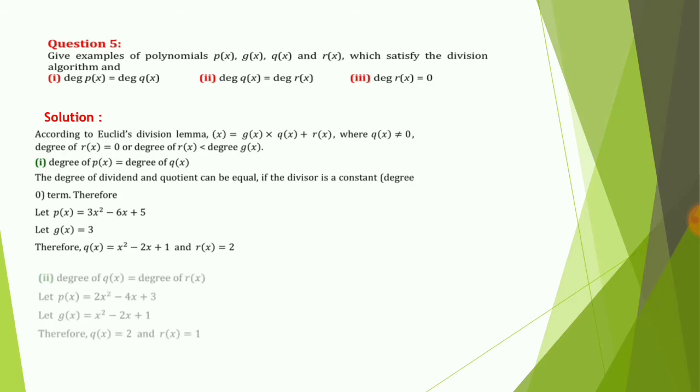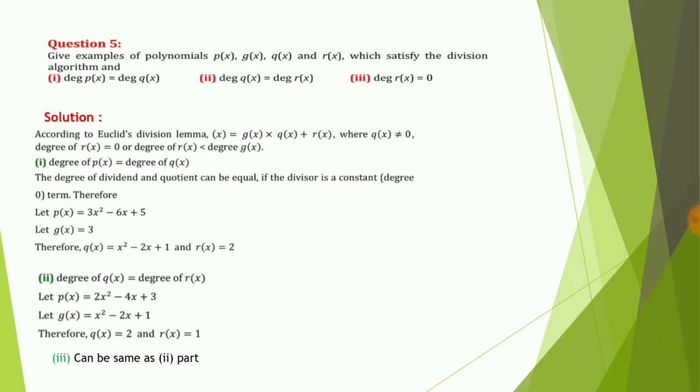Similarly, let us take up the second case. The degree of q(x) is equal to the degree of r(x). The degree of the quotient and the remainder has to be the same. So again, we will be taking up the polynomial such that the degree of the polynomial and the degree of the divisor are the same. The degree of q(x) is equal to the degree of r(x).